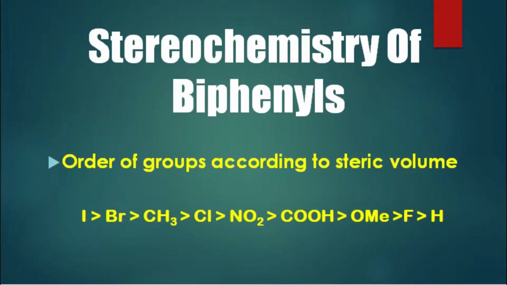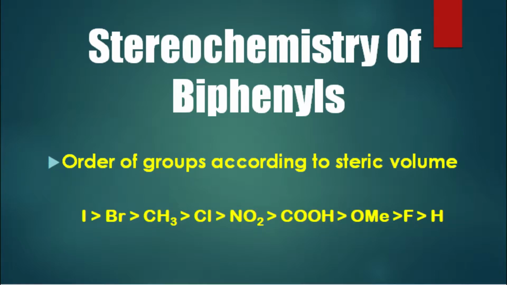You know that if the groups present in the ortho positions of the biphenyls are sufficiently large, they can restrict the bond rotation around the sigma bond which joins both the biphenyl rings. So I am providing an order: iodine, bromine, methyl, chlorine, nitro, carboxylic acid, methoxy, fluorine, hydrogen. This order tells that those groups which are higher in the order have more bulkiness, and those groups will provide a higher activation energy barrier for the CC bond rotation.